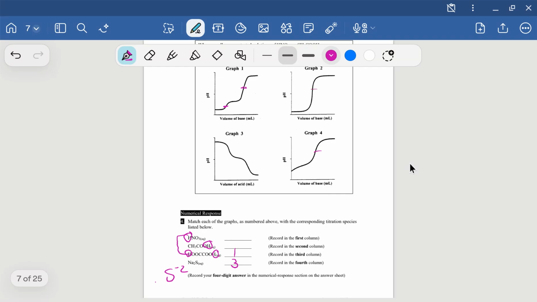But what changes here is knowing that HNO3 is a strong acid, so its starting pH would be closer to 0. And CH3COOH is a weak acid, so its starting point would be a little bit higher up. And that's how we can tell the difference between those two. So we have 2 and 4.